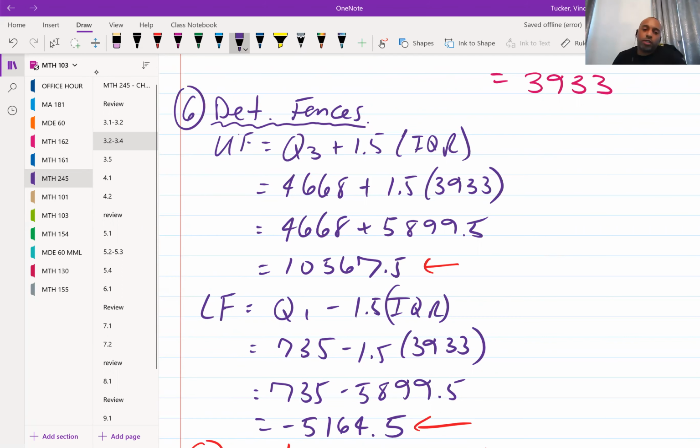All right, and then your lower fence is Q1 minus 1.5 times the IQR. So that's 735 minus 1.5 times 3933. So 735 minus 5899.5. That gives us negative 5164.5. So once again, that's your upper fence and your lower fence. I'll give you a chance to copy that down, and then we'll go to the next step to see what we're going to do with those.